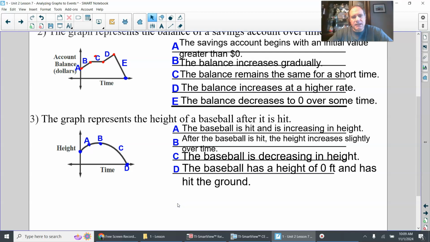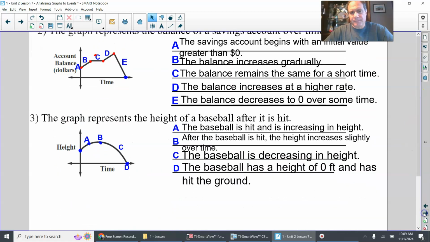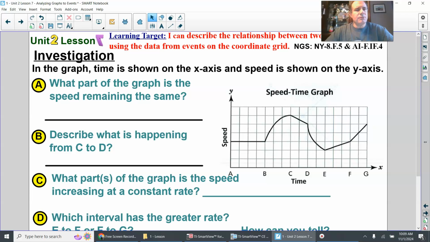Okay, and that is about it for that page. Okay, so here's another investigation. We're going to show in this graph the time shown on the x-axis, and the speed is shown on the y-axis. And they're going to ask you questions based on this graph, so that's why it's called graph interpretation. All right? So here we go with this one.